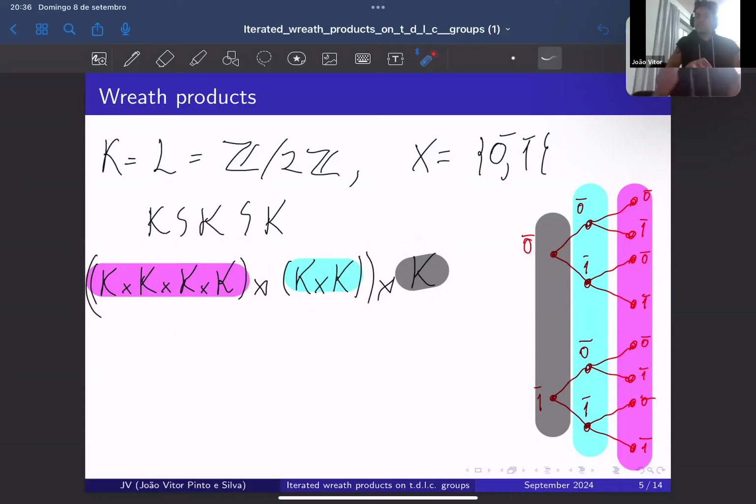I'm trying to describe the actions that each of these groups have by looking at how they will move these vertices on the tree. I have what I will call my horribles, and each of my levels will act on one of these horribles. So here the black one is just acting on the black one, the blue one is just acting on the blue one, and the pink one is acting on the pink one.